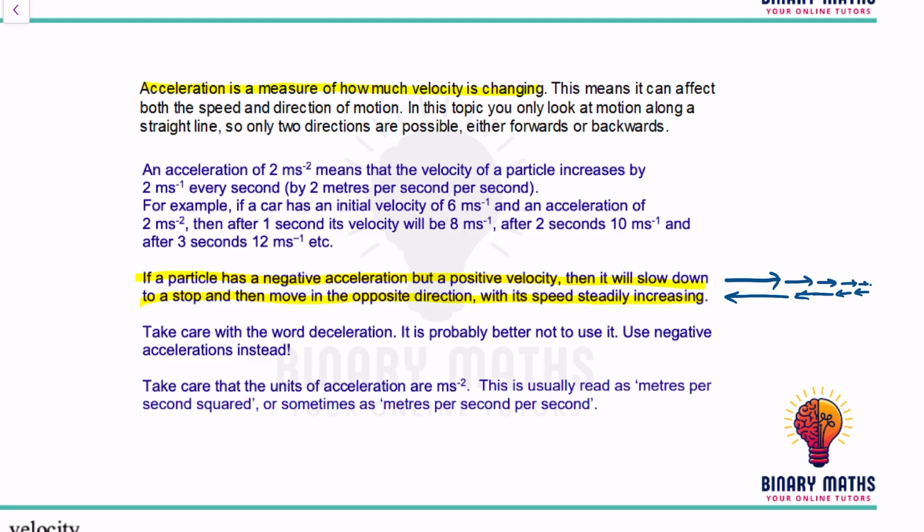But as it's moving backwards, it will start increasing in velocity. Take care with the word deceleration. It is probably better not to use it. Use negative acceleration instead. Take care that the units of acceleration are always meters per second squared.